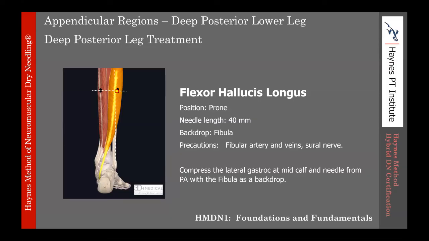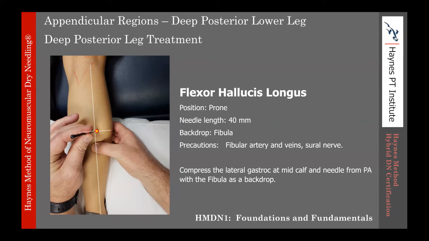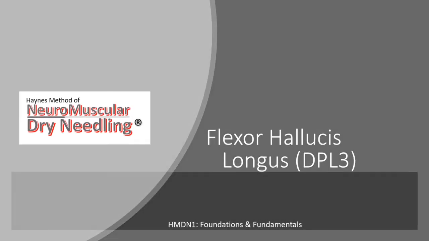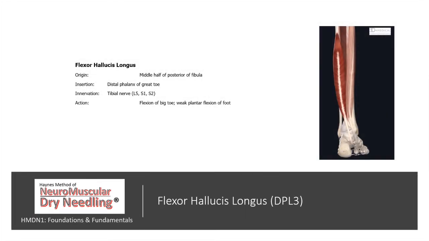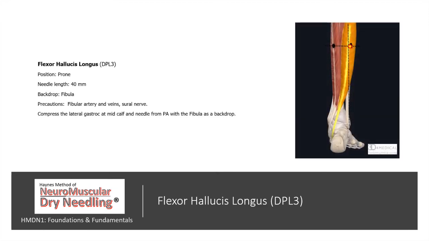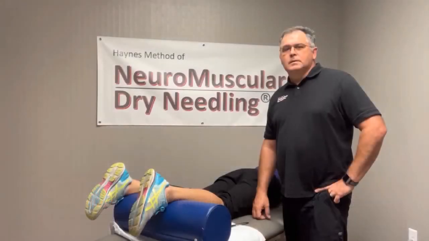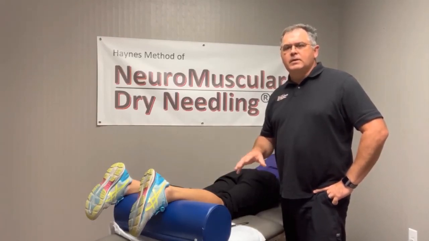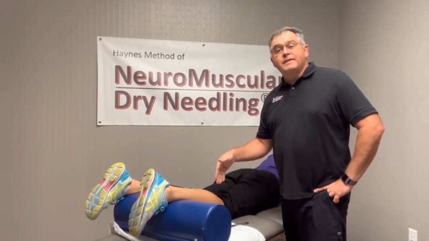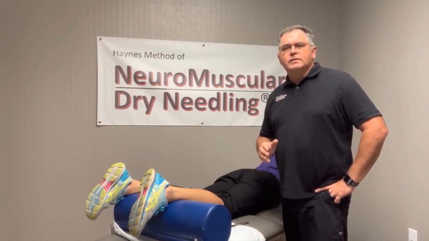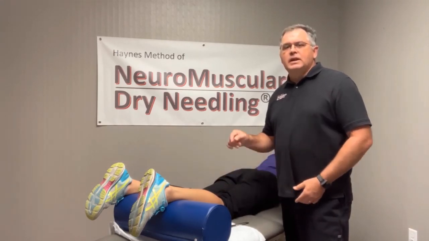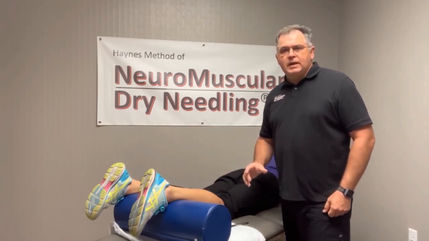And then for flexor hallucis longus. For flexor hallucis longus, position again is prone with a 40 millimeter needle. Backdrop will be down to the fibula. Precautions: the fibular artery and veins and the sural nerve. We're going to compress the lateral gastroc at the mid-calf and needle from posterior to anterior with the fibula as a backdrop.